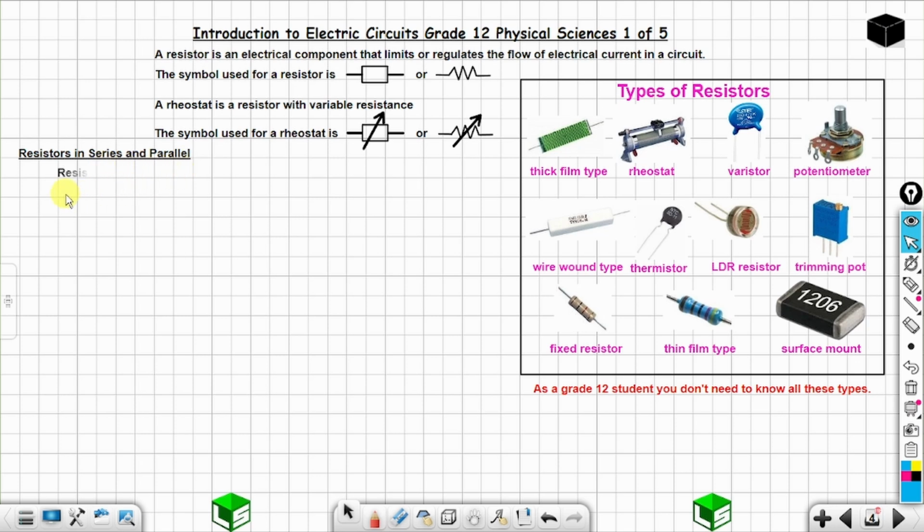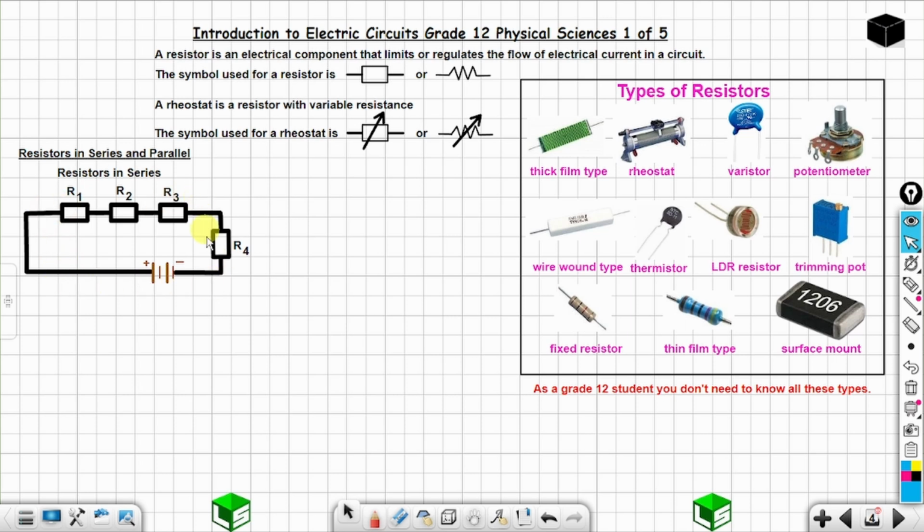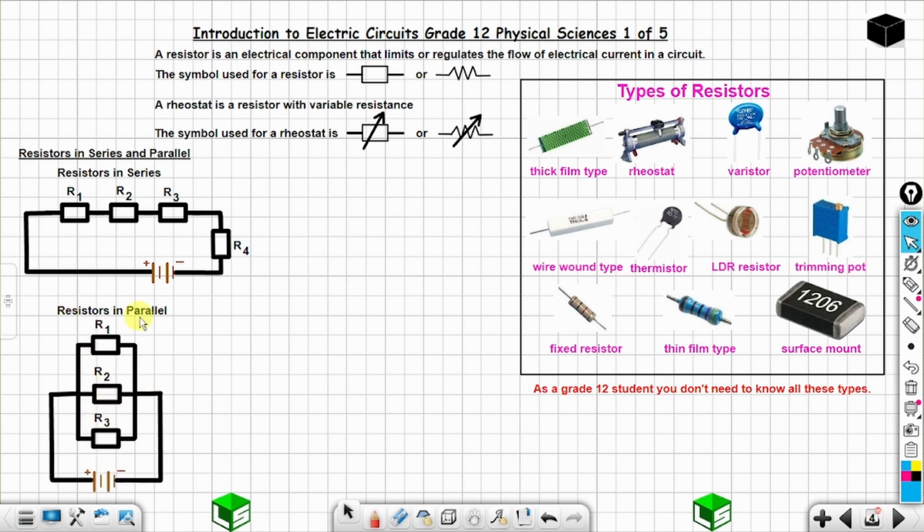In series, as an example, you have resistors connected one after the other: R1, R2, R3, R4. This is a connection in series. Now in parallel, for example, this is a connection in parallel. R1 is in parallel with R2 in parallel with R3.